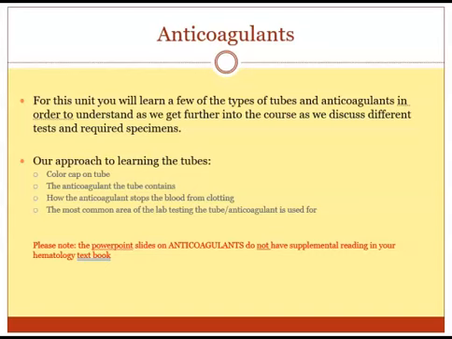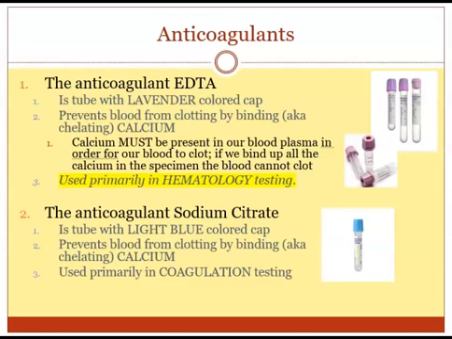And how we're going to learn these different tubes is by the color of the tube cap, the anticoagulant that the tube contains, how the anticoagulant stops the blood from clotting, and finally, the area of the lab where that tube is most commonly used. So let's dive into the different types of anticoagulants. Let's start out with the most common type of anticoagulant used.